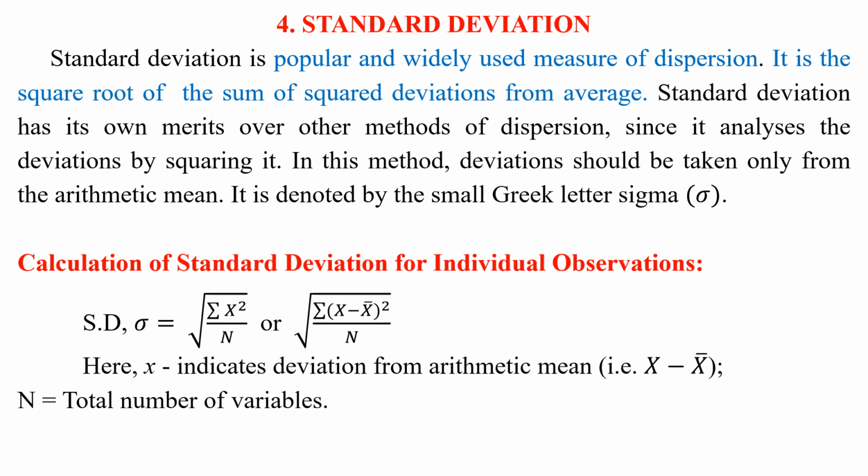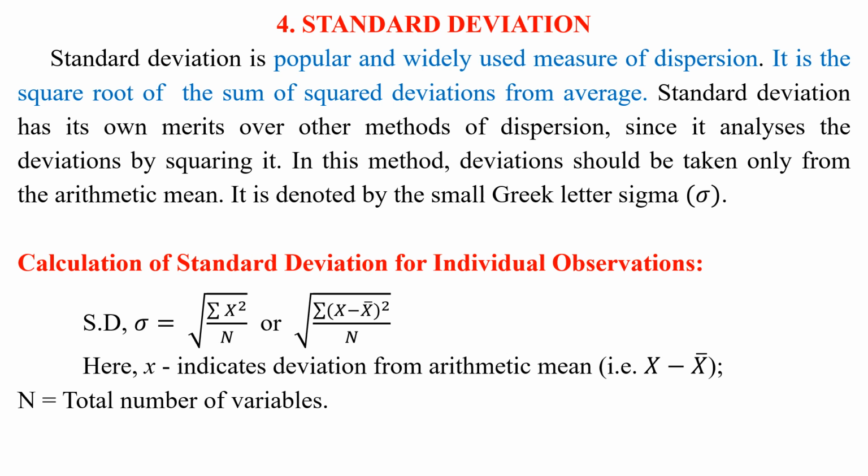4. Standard deviation. Standard deviation is a popular and widely used measure of dispersion. It is the square root of the sum of squared deviations from the average. Standard deviation has its own merits over other methods of dispersion, since it analyzes the deviations by squaring them. In this method, deviations should be taken only from the arithmetic mean. It is denoted by the small Greek letter sigma.